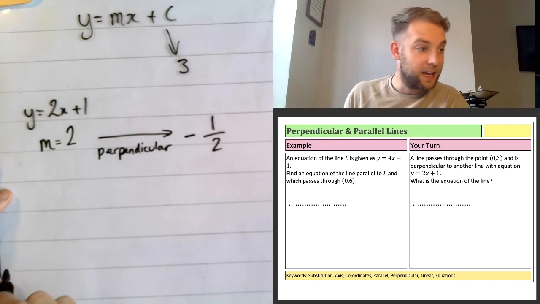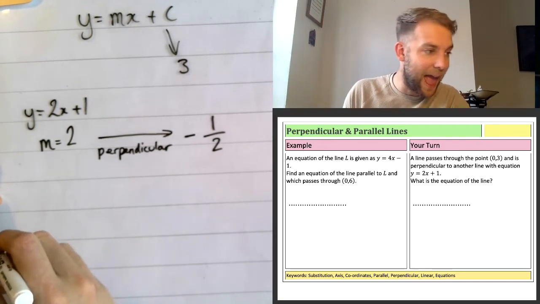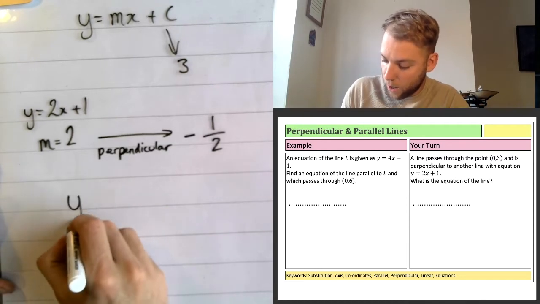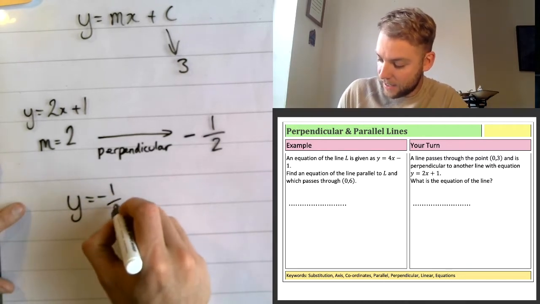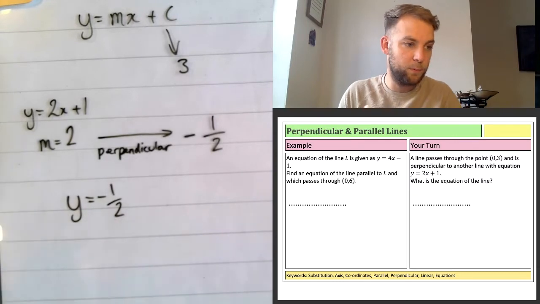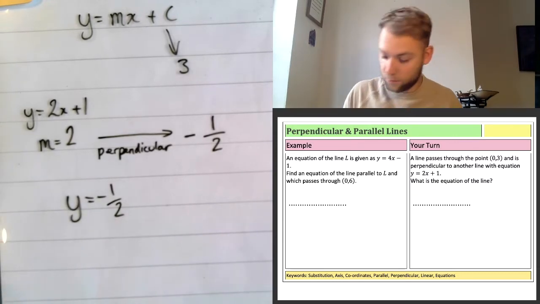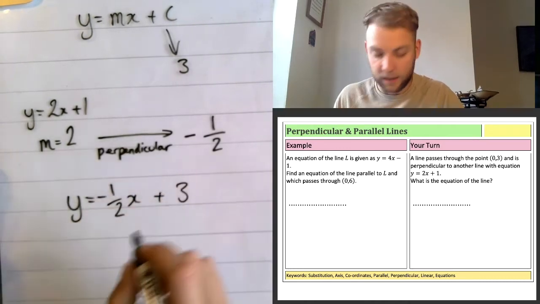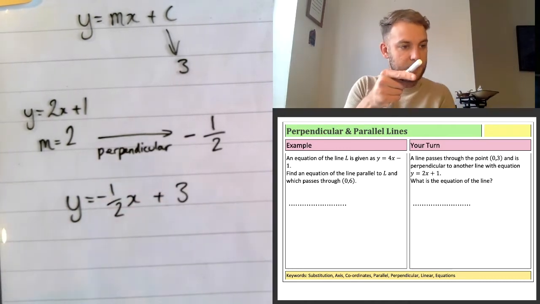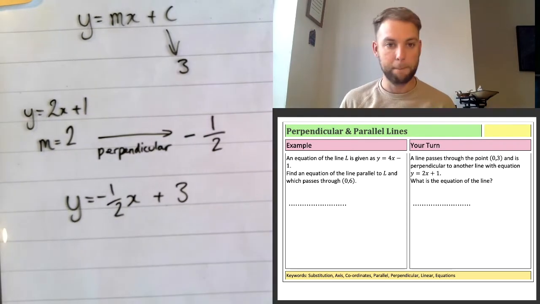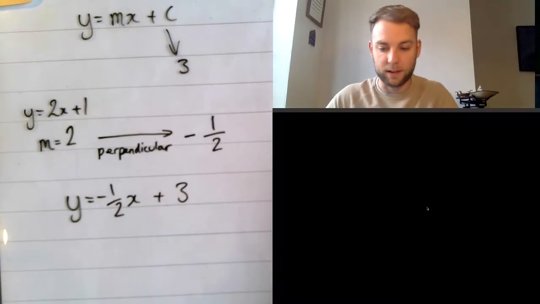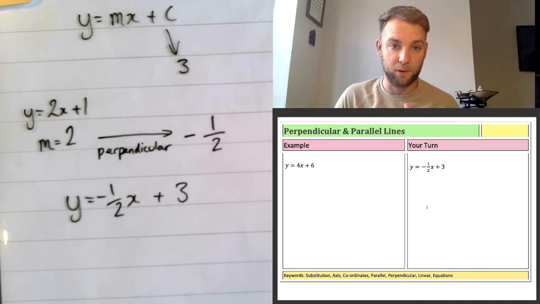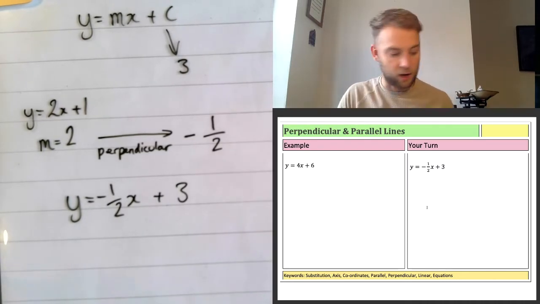So in which case, if I want the equation of my line, it's going to be y is equal to a negative half x plus 3. Brilliant. So negative reciprocal, and then the intercept is 3. Super. So let's check those two answers. So 4x plus 6, absolutely brilliant, that's what we got. And negative a half x plus 3.